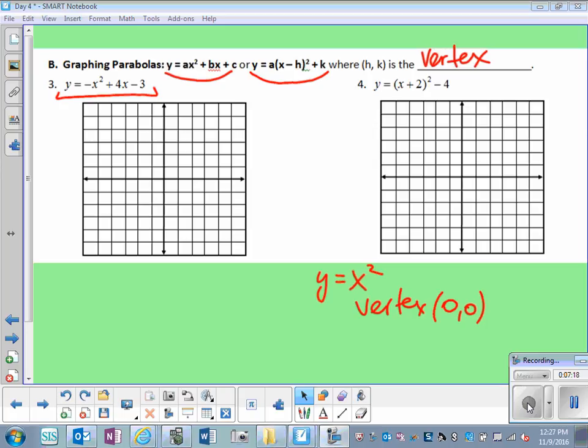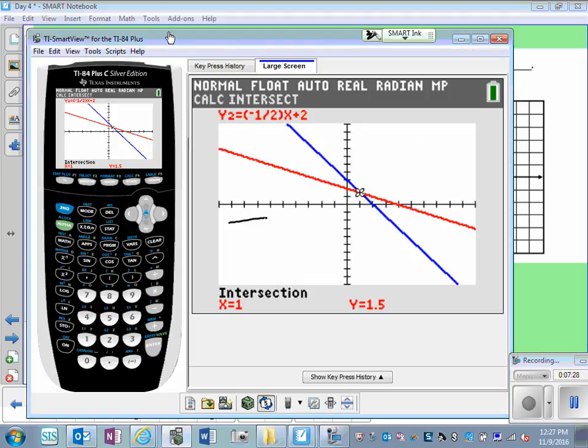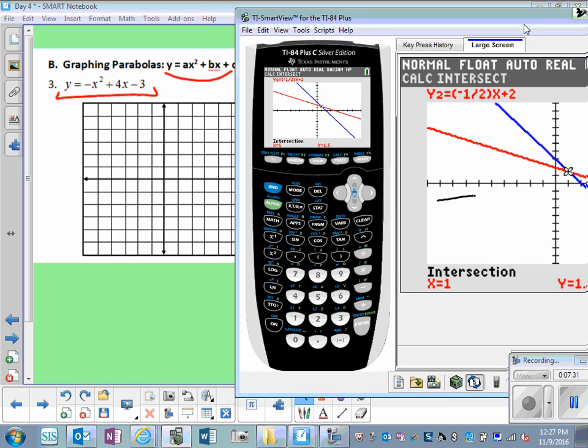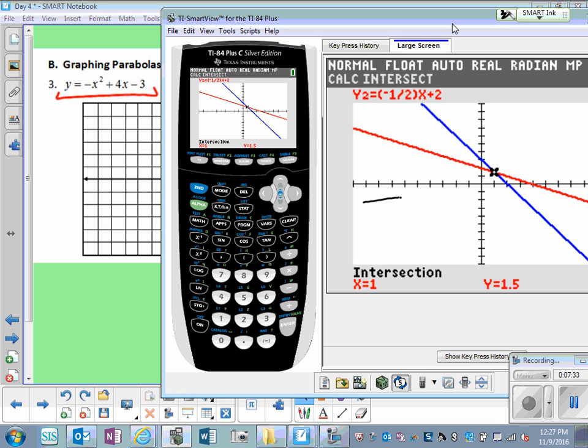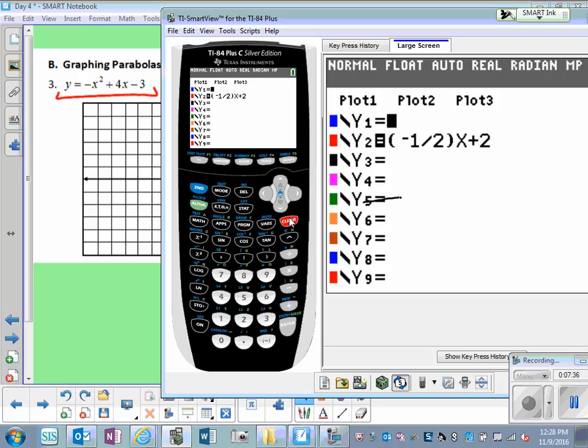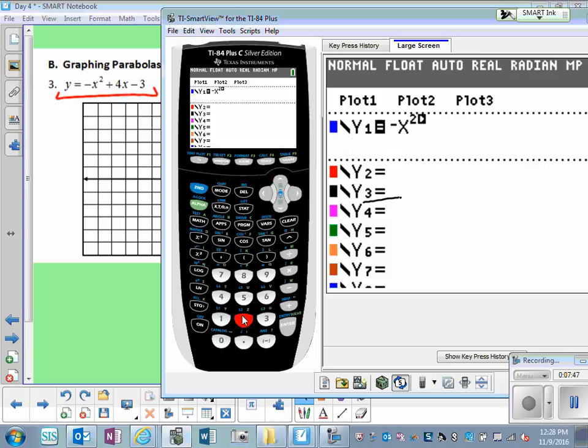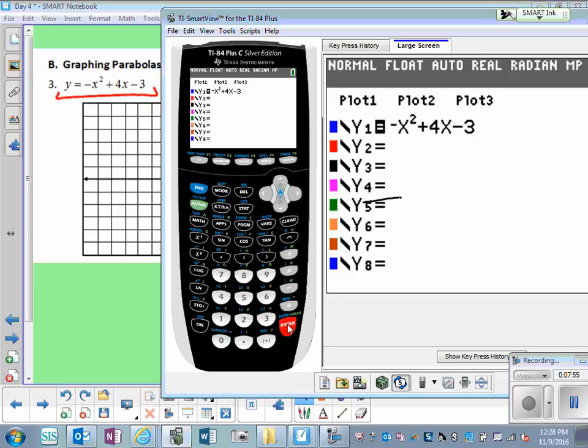Okay, so now we are going to graph both parabolas, right? The first one I'll just do using the calculator. Okay, so what do I do? I'll just take my calculator out, and I say y equals, clear everything, make sure that everything is clear, and then I enter negative x squared plus 4x minus 3. Enter, and then graph.